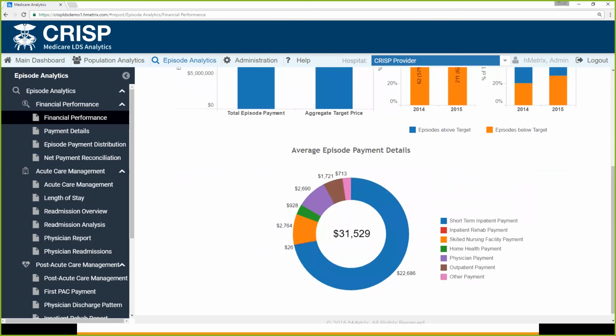Then down below, we have this up front here to give kind of context to the episodes that we're looking at. Just as a quick reminder, the episode is the initial index admission along with 90 days post-discharge. So in this case, we have the short-term inpatient taking up almost two-thirds, but this also does include readmissions, and then the different post-acute providers that follow from that and how much those payments go towards the average episode payment.